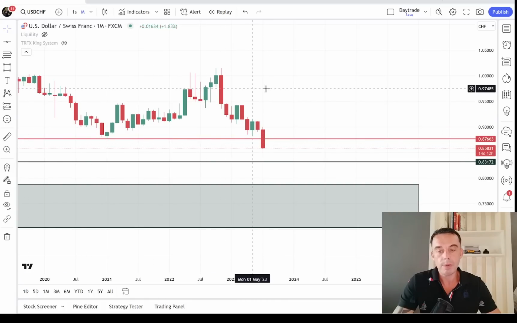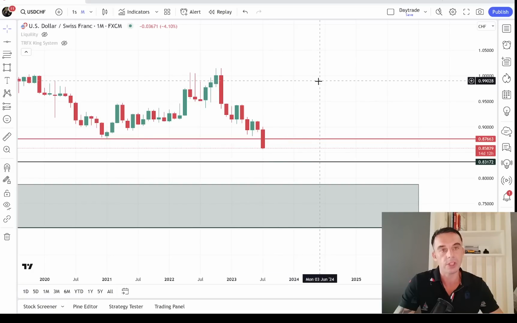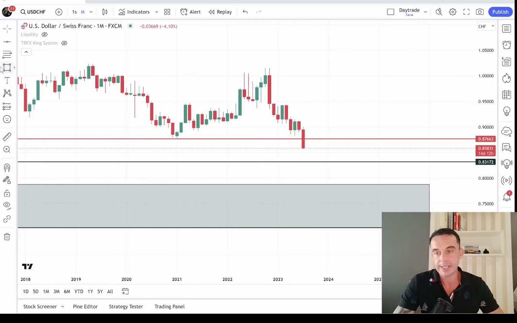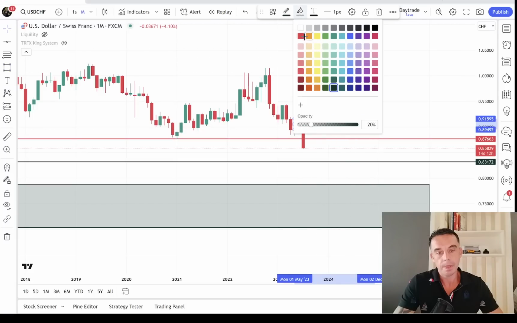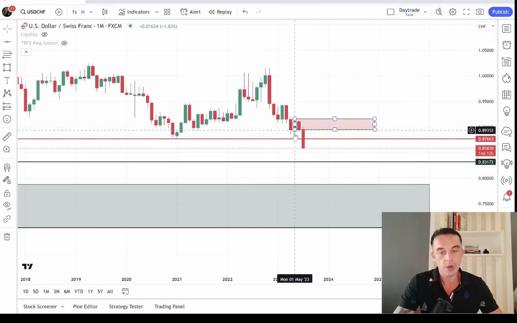So what we want to do is start at the origin of the move that created the new low, the swing high, which is this area here. Just pick that red. Again, this is the origin of this move.